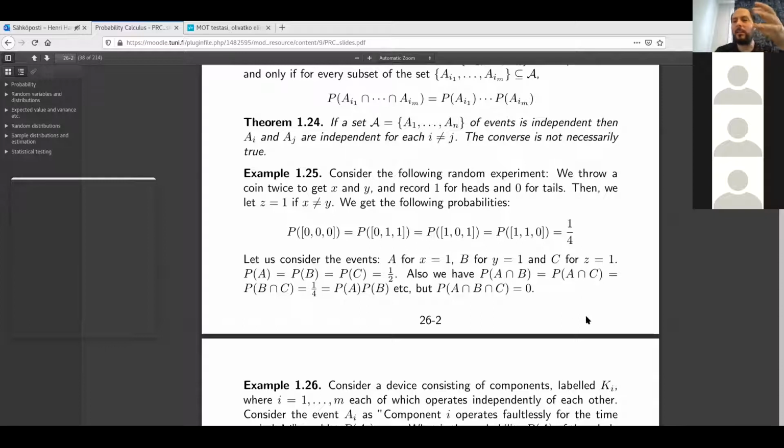And if you look at any of these events separately, let's say event A is X being 1, event B is Y being 1, and event C is Z being 1. Any two of these events are independent. But if you take them all, they're not independent because the probability is 0 of getting all of them equal to 1.